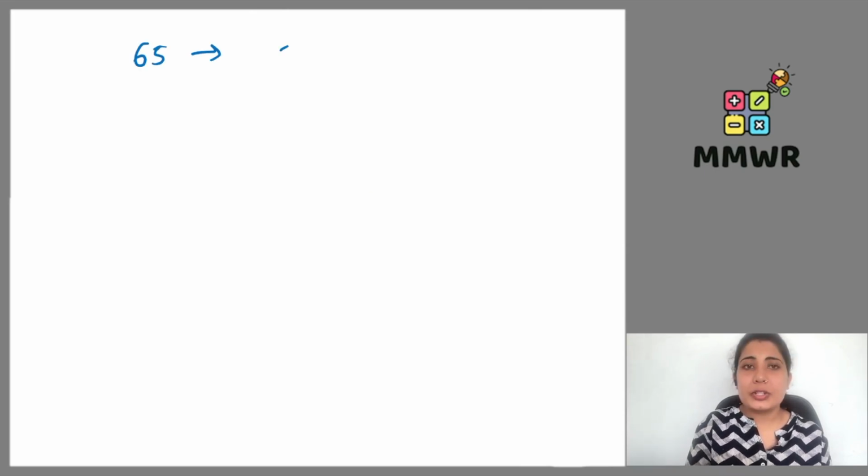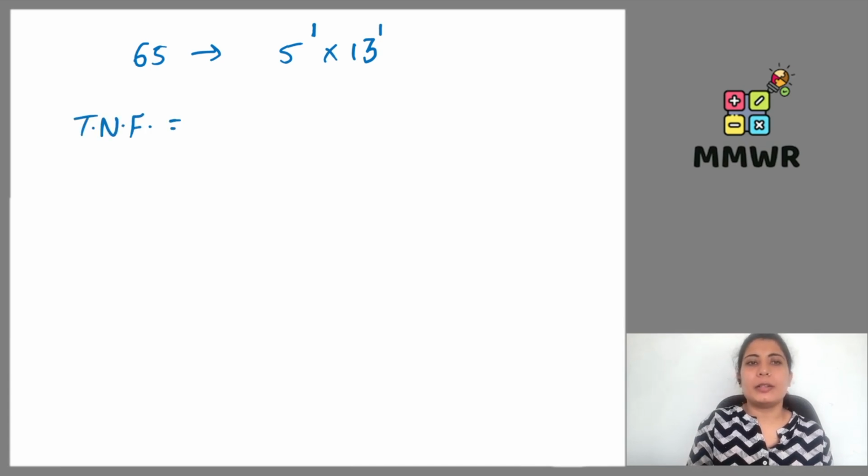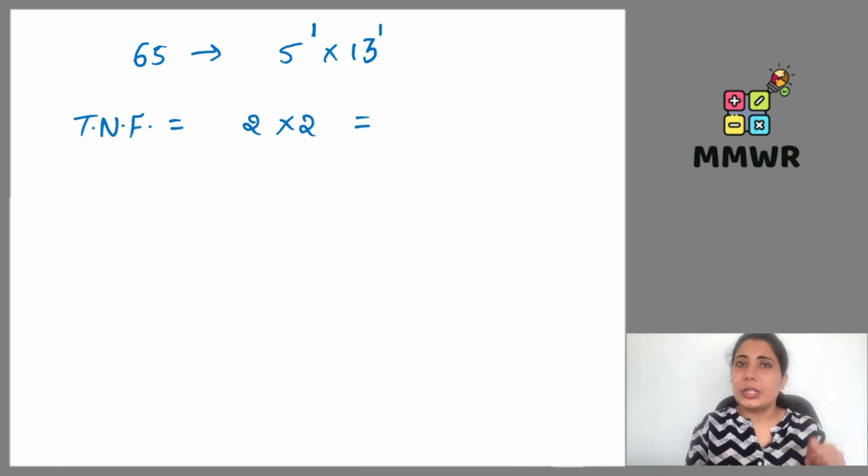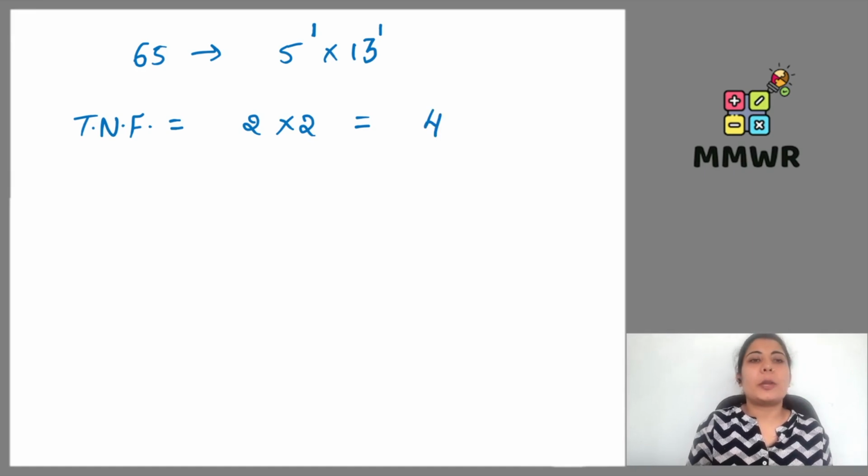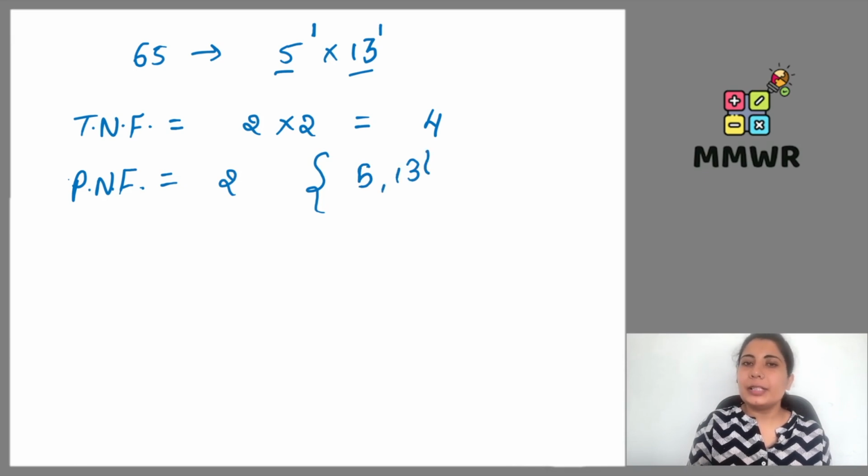What is the prime factorization of 65? 5 to the power 1, 13 to the power 1 gives me 65. After getting it this way, for the total number of factors, I simply have to take the successor of the powers. So 1 plus 1, 2, 1 plus 1, 2, that's it. 2 multiplied by 2 gives me 4. Then the prime factors I have to find out. Only 2 numbers are there which are the prime factors of this 65, and the numbers are 5 and 13.